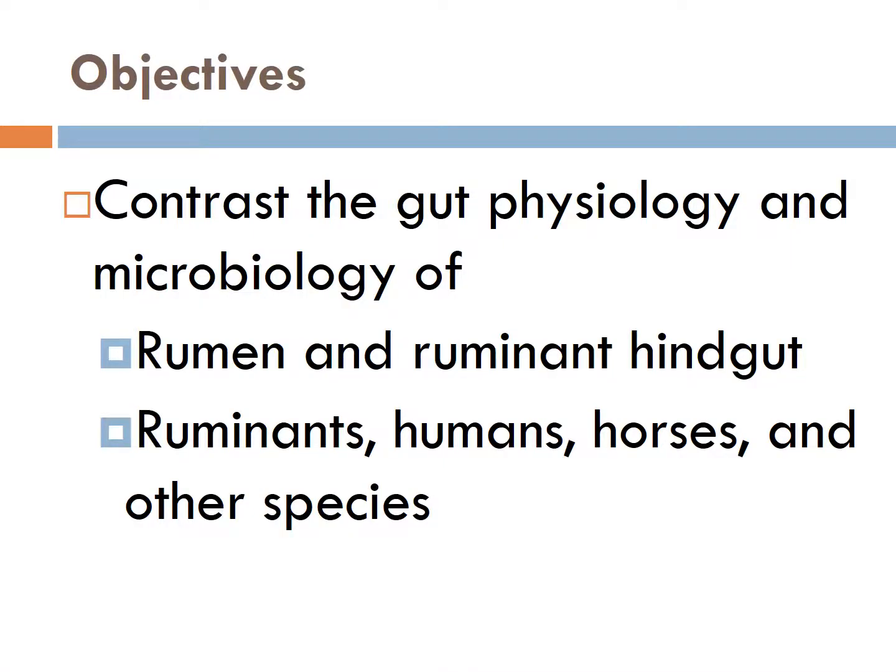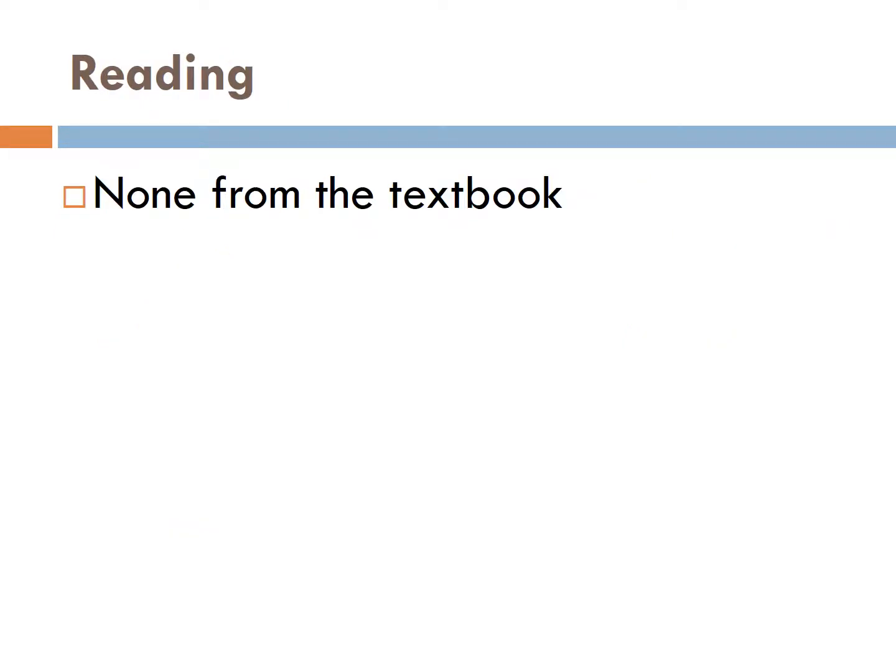By the end of these 3 lectures, you should be able to contrast the gut physiology and microbiology of the rumen and ruminant hindgut, as well as ruminants, humans, horses, and other species. For these 3 lectures, there is no reading from the textbook. It does not discuss these topics.